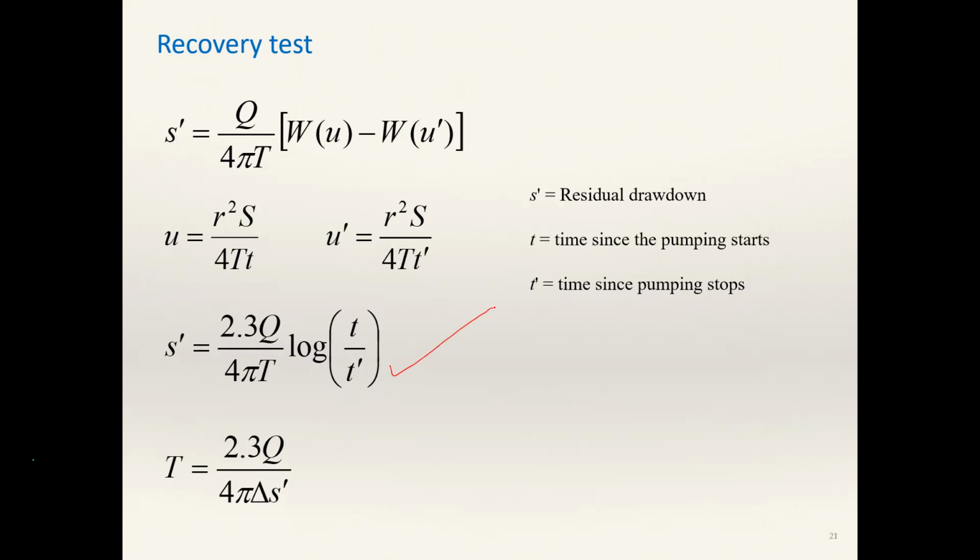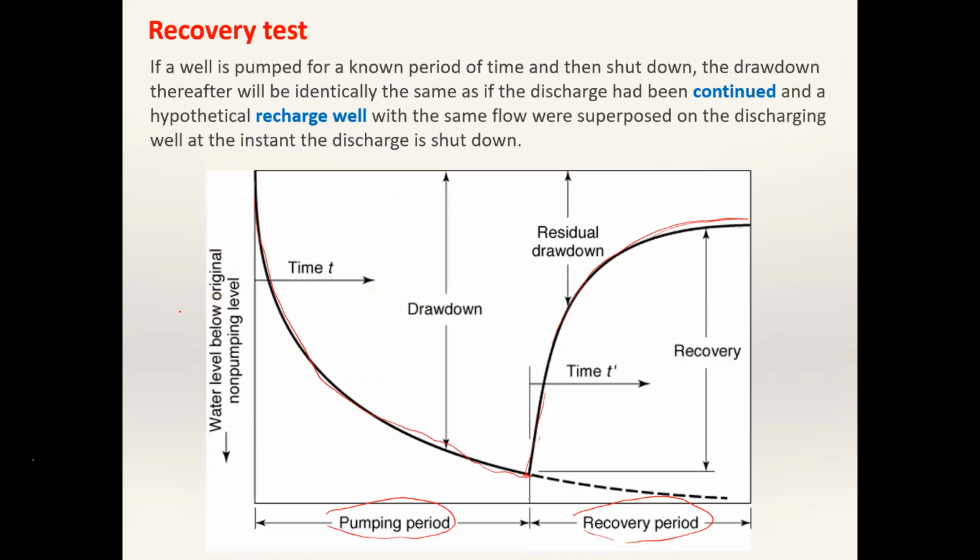All right? What we need is S dash. What is this S dash? S dash is what we call the residual drawdown. Drawdown is simply S. Residual drawdown is S dash. What it is, that is the drawdown during the recovery period. Drawdown during the recovery period. So you take this measurement and T dash. T dash is the time since the recovery test started.